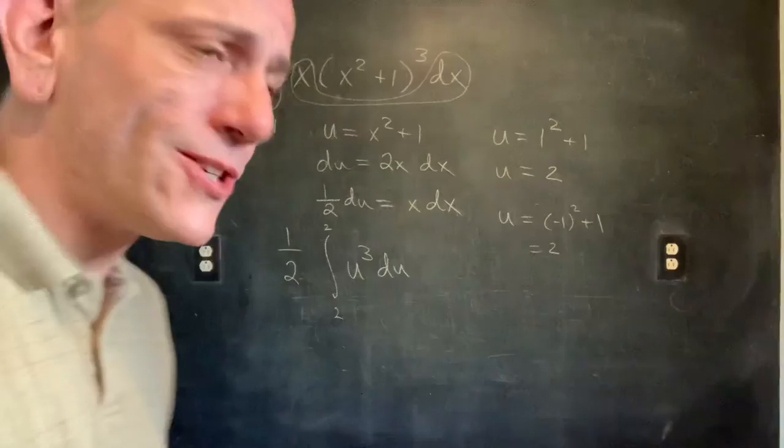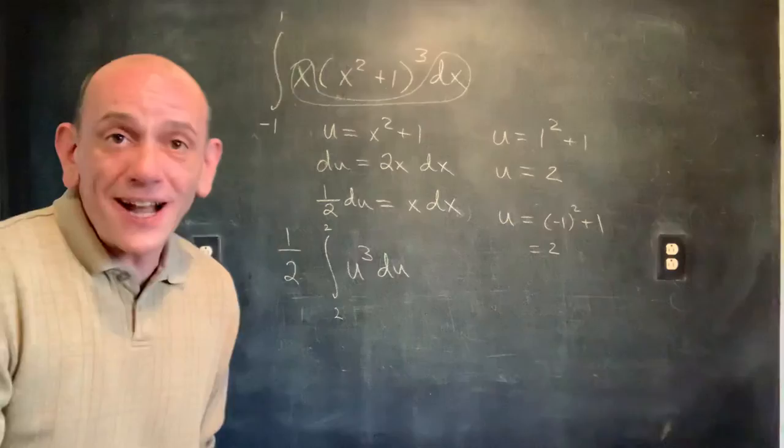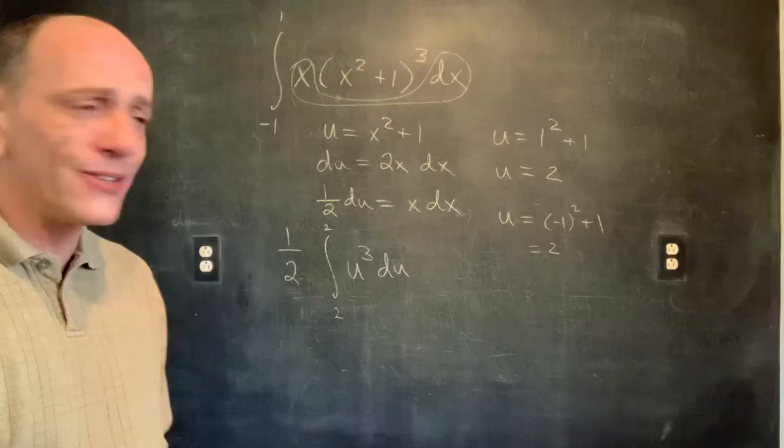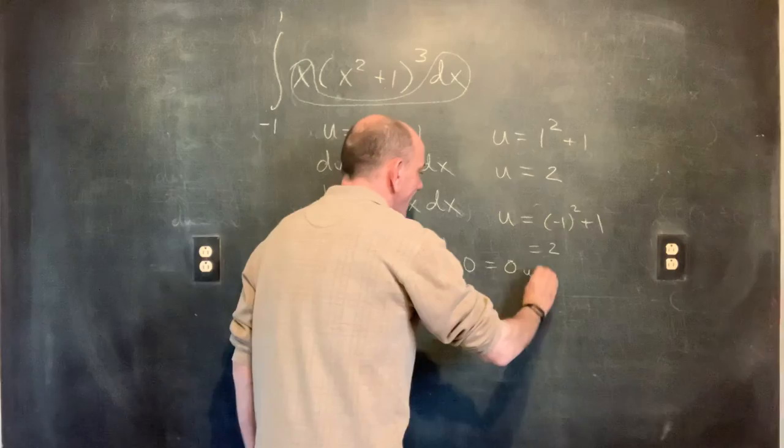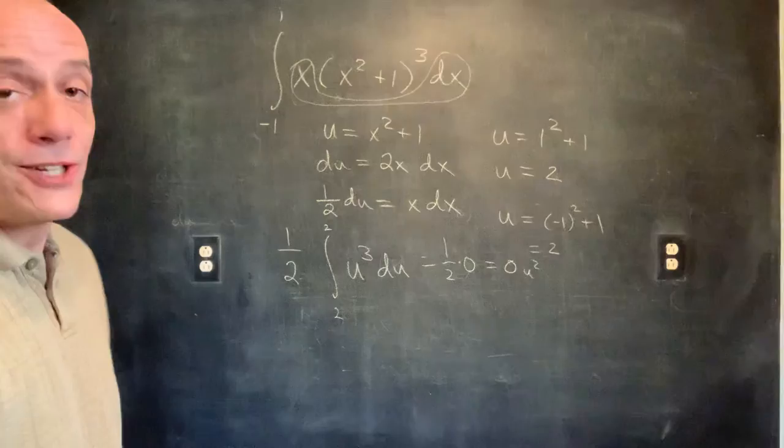What a cheap example. But by doing the u sub and changing our bounds, we kind of get it for free. We don't even have to do any calculus here, because our bounds are exactly the same. The integral from a to a is 0. This is 1 half of 0. How lame an example is that? It's 0. Okay, well, it is what it is. But by changing those bounds, we got that for free.